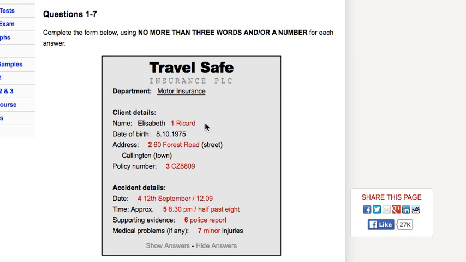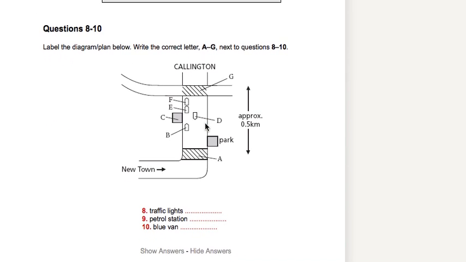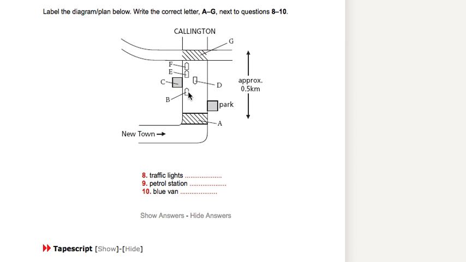Okay, so you can write the answers as you listen to the recording. And here we have a diagram, and she's here. The car who created the accident, who provoked the accident, he's here, basically. So we need to look for the traffic lights, the petrol station or the gas station, and the blue van. Listen and answer questions 8 to 10.